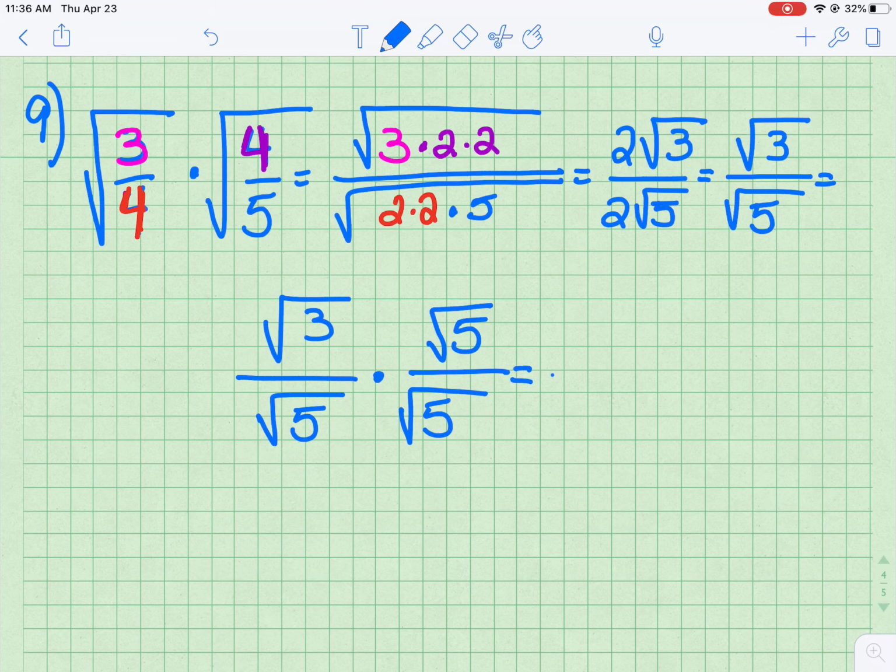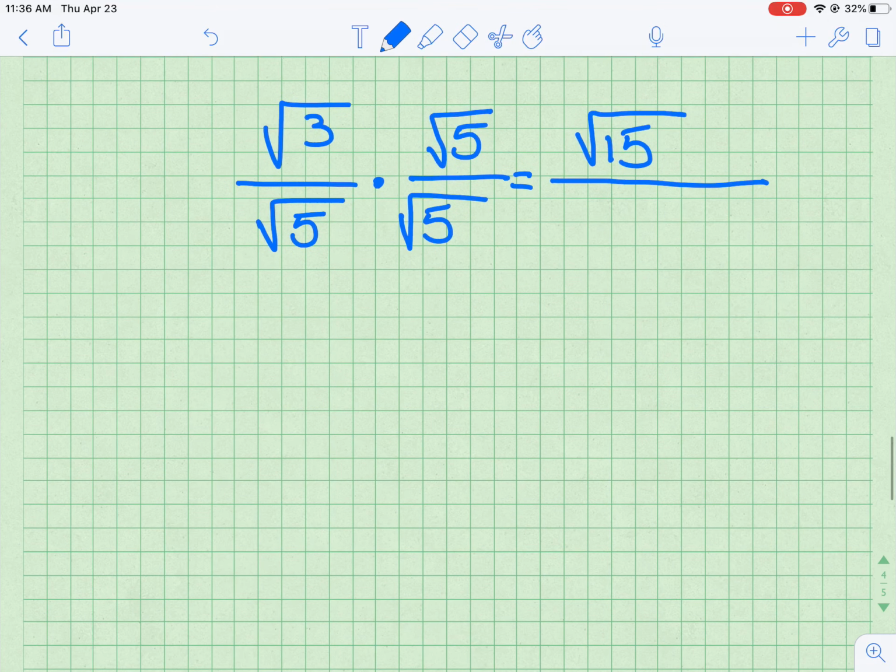While 3 and 5 in the numerator are both prime, so that's just going to be the square root of 15. And maybe some of you have started to figure out the shortcut. If we have the square root of 5 times the square root of 5, my answer is 5. And so here's my final answer.